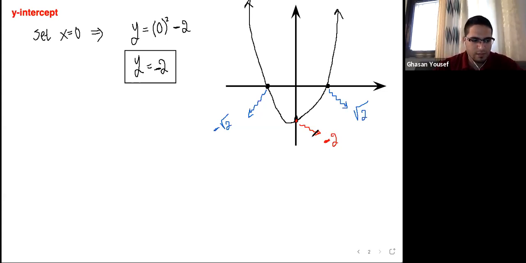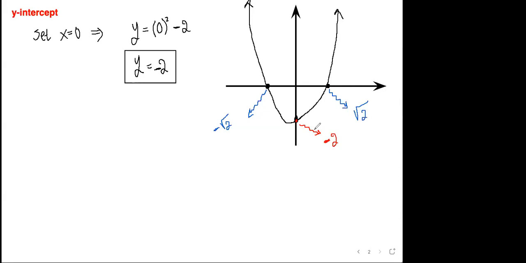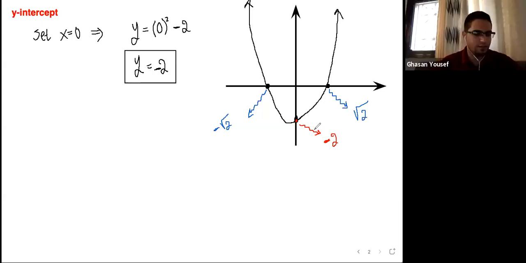Makes sense what I mean for the x-intercept and the y-intercept? Any question? Any question for this, the x and the y-intercept? Makes sense? How we can find the x and the y-intercept?